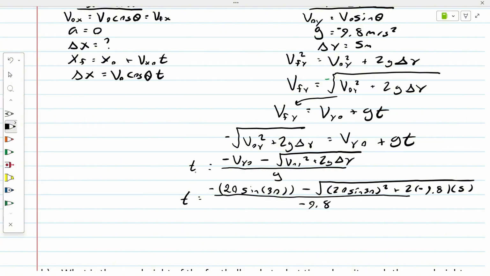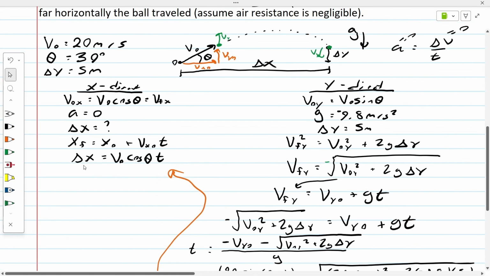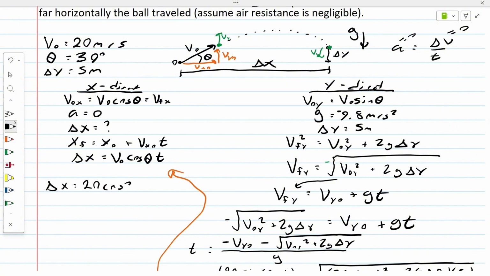And so when all of this is worked out, we get a time equal to about 1.64 seconds. And now we can go back to the x direction and plug this in, and we get the change in x is equal to 20 cosine of 30 times this 1.64, and that'll give us our change in x equal to 20.2 meters. Okay, so a lot of work for this little problem.